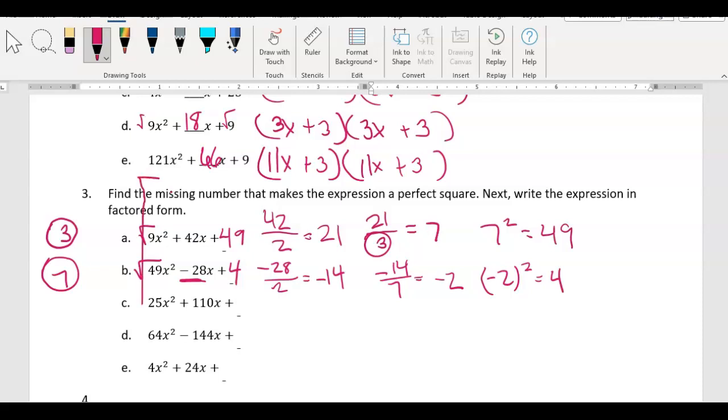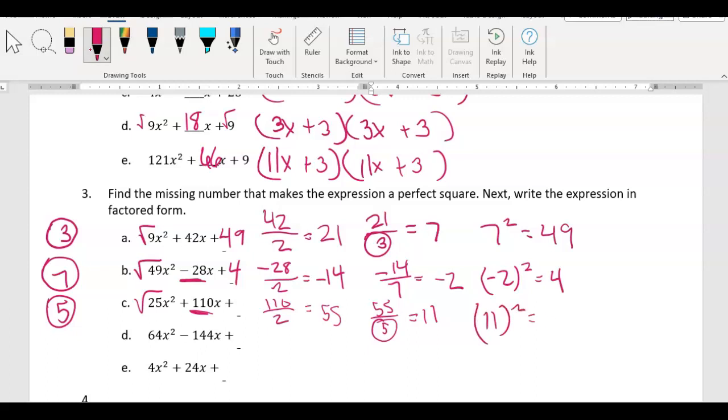Square root of 25. Oh, goodness. Excuse me. Square root of 25 is 5. All right. Taking our middle term, 110 divided by 2 is 55. 55 divided by 5 is 11. And then 11 squared, which I just said above, and hopefully you remembered, is 121. So plus 121. Okay. I'm going to do the next one.